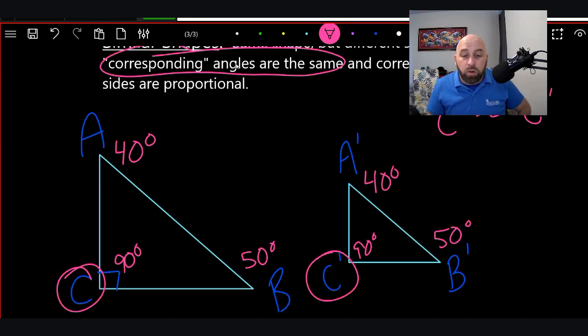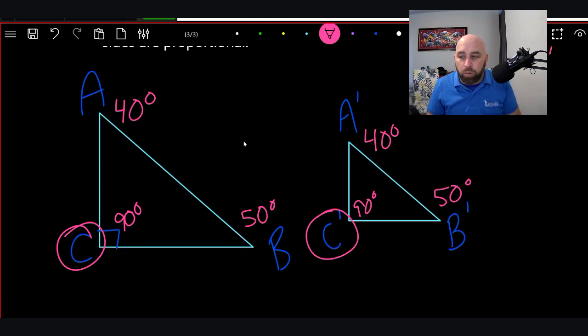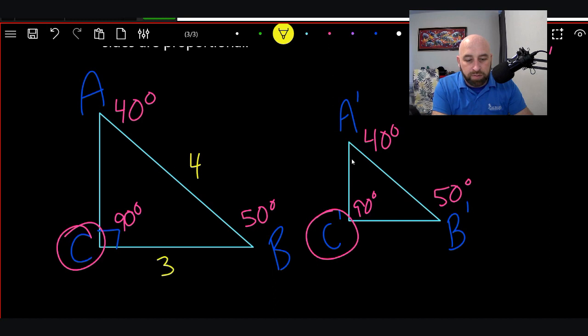Notice that it says the corresponding sides are proportional. What does that mean? Here's what it means. If this side is 4 and this side is 3 and this side is 2. I'm just using some examples. Then the corresponding sides are proportional. They're in proportion with each other, or they're proportionally equal to each other.